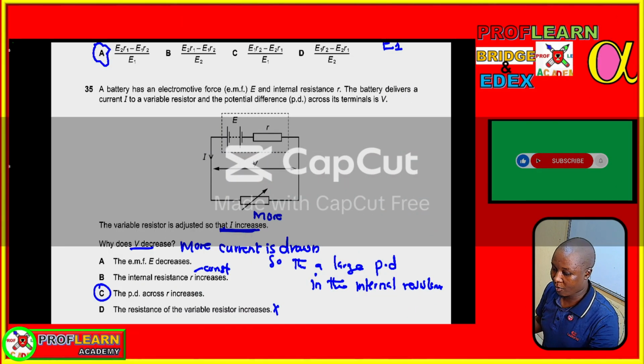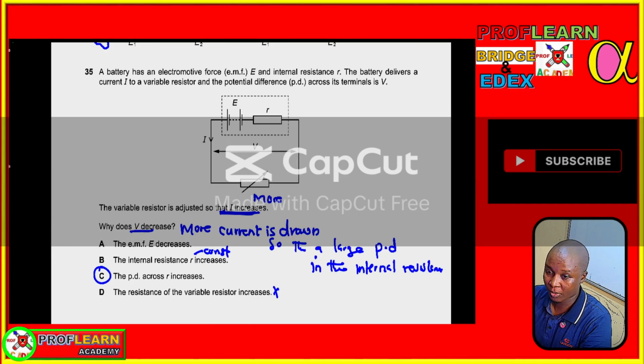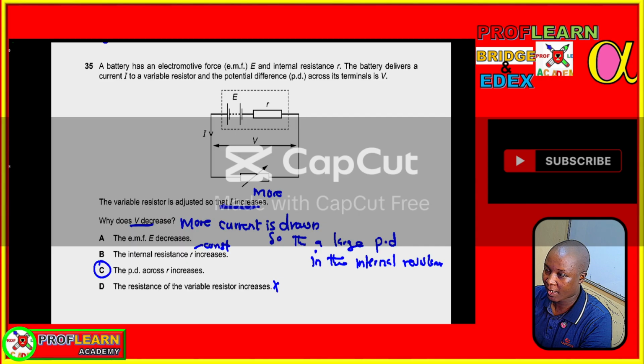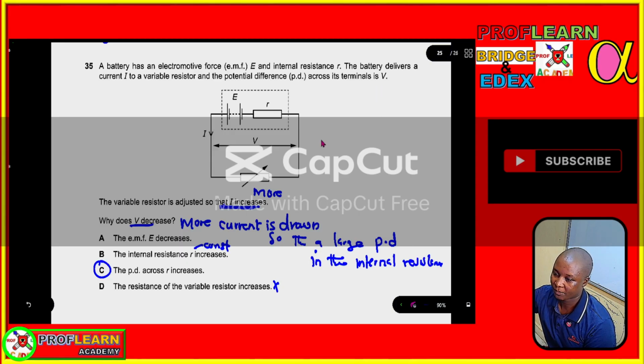Okay, so moving to the next question, we are almost done. A battery has the electromotive force E and internal resistance R. The battery delivers a current I to the variable resistor, and the potential difference PD across its terminal is V. The variable resistor is adjusted so that I increases.